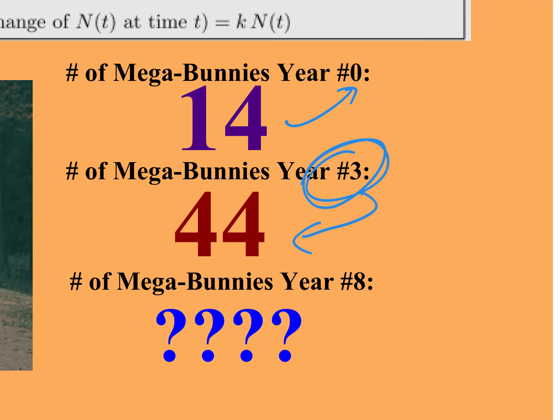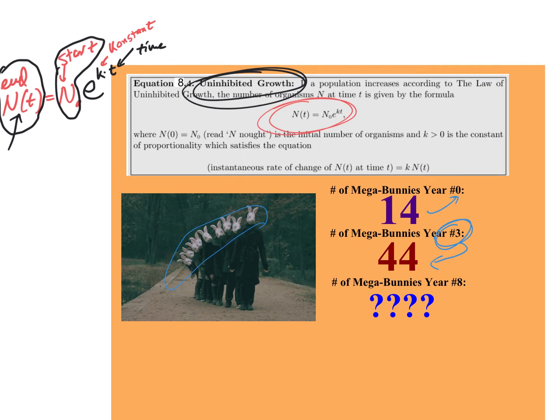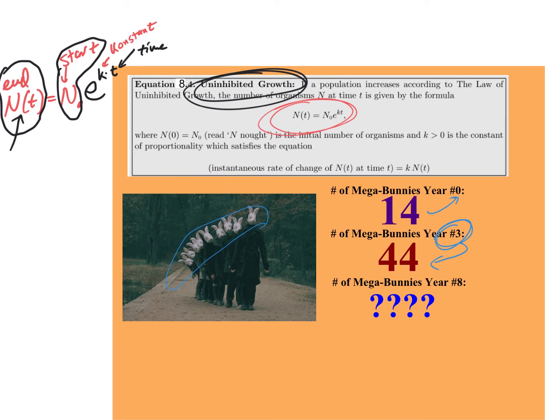Okay, so how do I do this? That equation I had you write down, now let's stick the numbers in it. What was the start number? Because whatever that is, I'm going to put right here. Say it. Come on, participate. 14. There were 14 mega bunnies at the start. We put a 14 here. Okay, what was the end number? Not the very end, but after this period of time, what was the end number? 44, and it goes there.